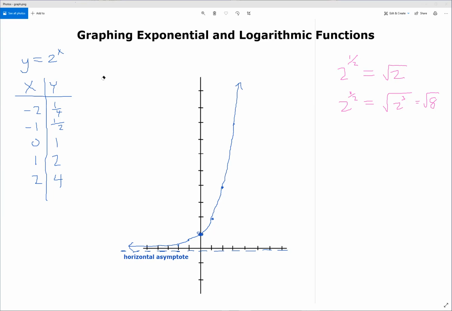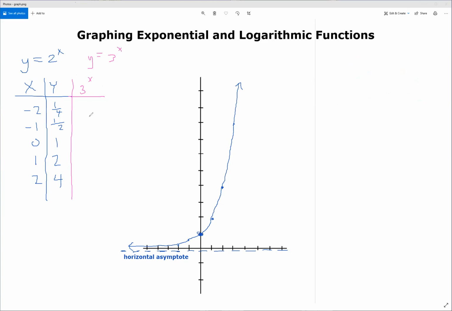But this is loosely speaking what y equals 2 to the x is going to look like. So do other exponential functions look like this, or is it just 2 to the x? Well, let's consider then, what does y equals 3 to the x look like? And we'll use the same set of values.